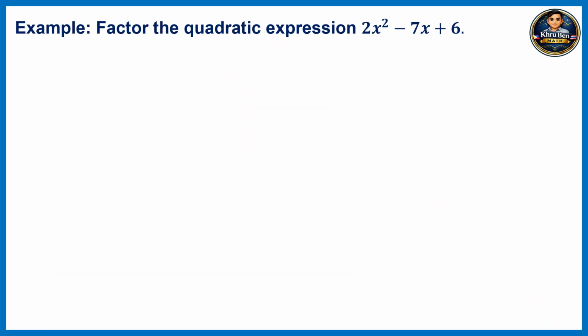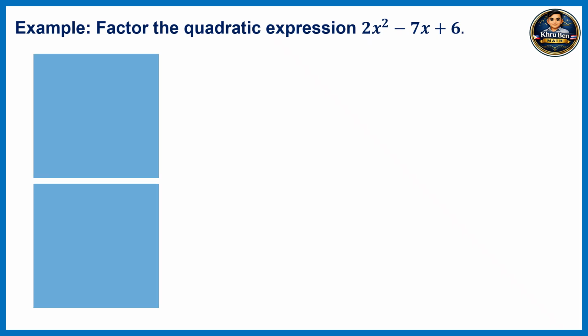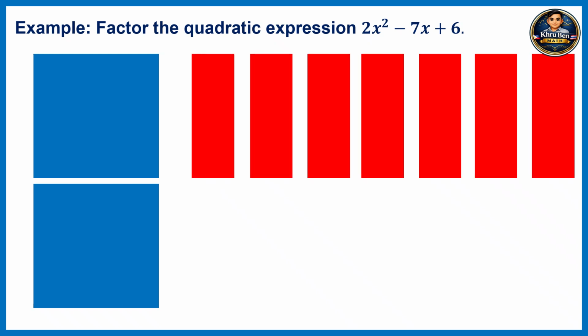Now, let's look at our final example. This time, the coefficient of x squared is not 1. We want to factor 2x squared minus 7x plus 6. First, let's identify the tiles that we need. Because we have 2x squared, we need 2 positive x squared tiles. Because we have minus 7x, we need 7 negative x tiles. And because we have plus 6, we need 6 positive unit tiles.